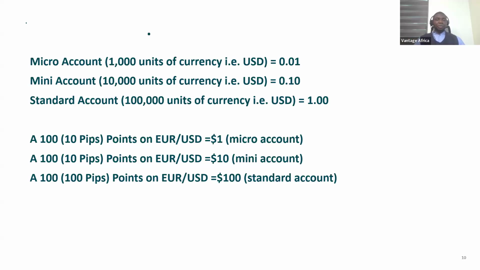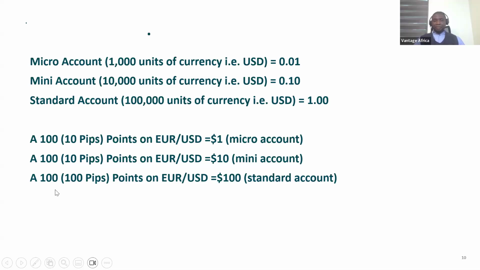Now, if you take a trade in Euro USD and you are using a micro lot, micro lot is 0.01, remember that, and you're taking 10 pips, that will give you $1. Which means 1 pip will give you 10 cents. Now, if you take the same trade, you catch the same 10 pips, but you are using a mini lot, mini lot is 0.1, it gives you $10.